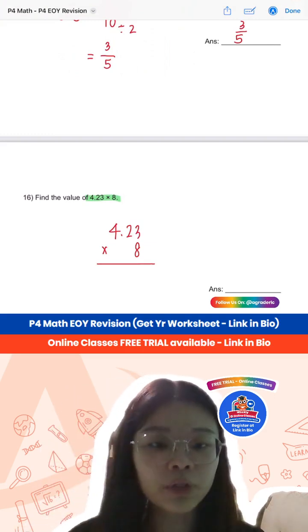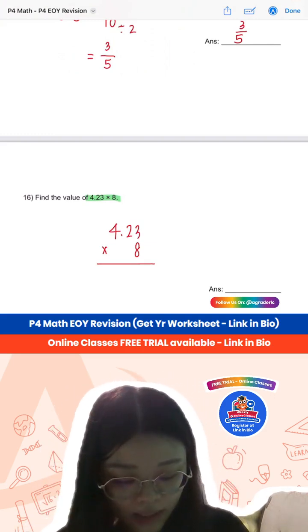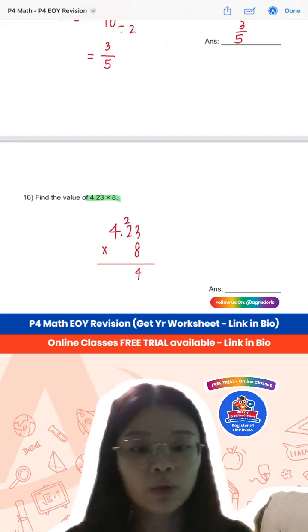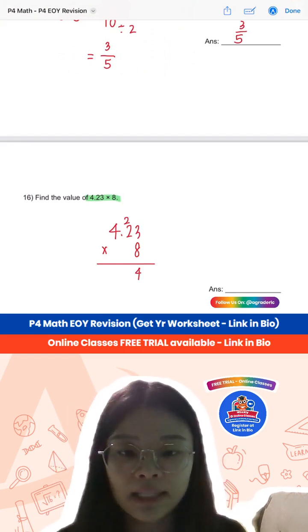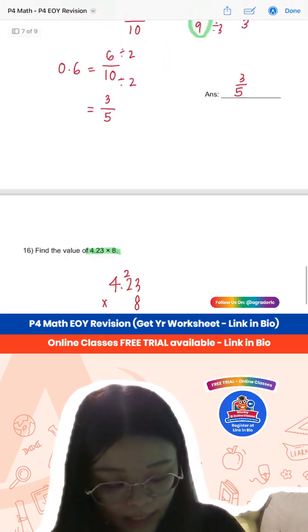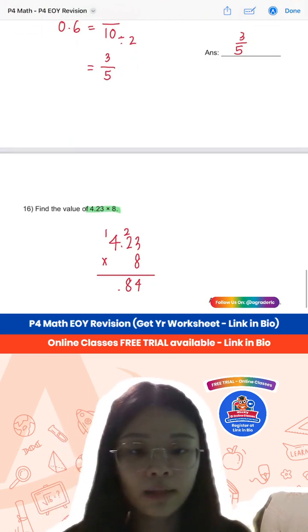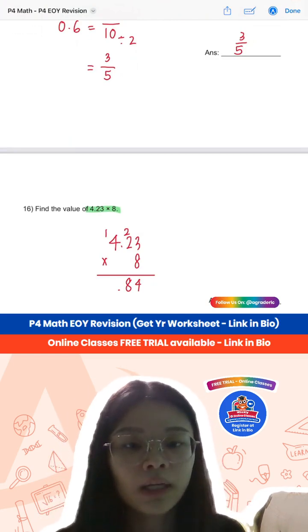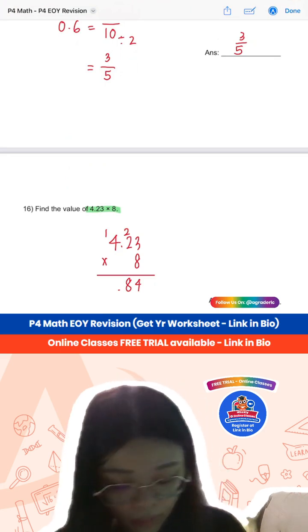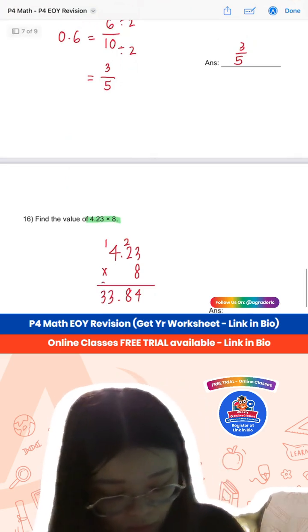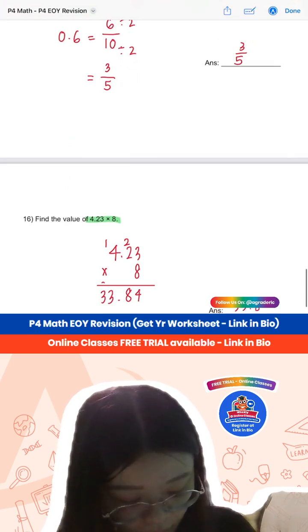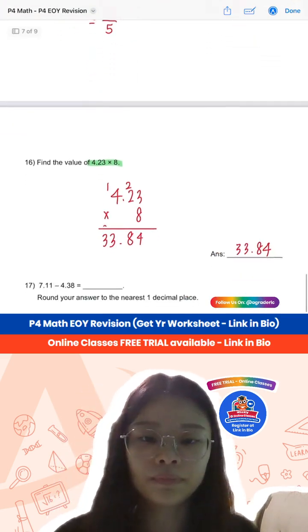So 3 times 8 is 24. We bring the 2 tens above. Then 2 times 8 is 16. We add 2, we get 18. We bring the 1 ten above. Then 4 times 8 is 32. Then we add 1, we get 33. So 33.84.